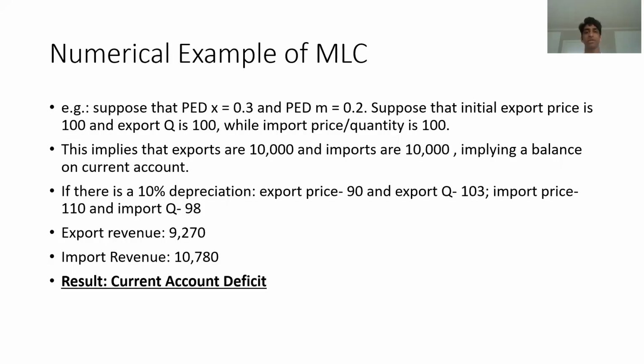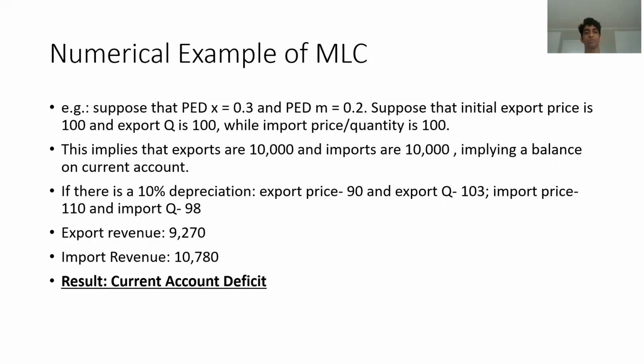Now, I'd like to demonstrate the Marshall-Lerner condition using a numerical example. So let's take the following PEDs of 0.3 and 0.2. So exports has an elasticity of 0.3 and imports has an elasticity of 0.2. Don't worry about the minus sign or anything. I'm just focusing on the numerical value. It's the numerical value that's important here. And as you can see, 0.3 plus 0.2 is less than 1. So let's say we had an initial export price of 100 and an initial export quantity of 100, and the same for imports as well. So that implies that right now we are in balance in terms of our current account, because the export revenue is 10,000 and the import spending is 10,000 as well.